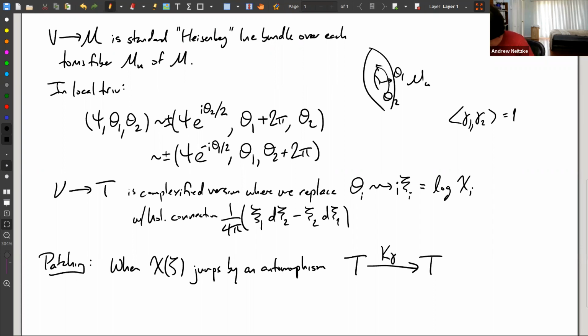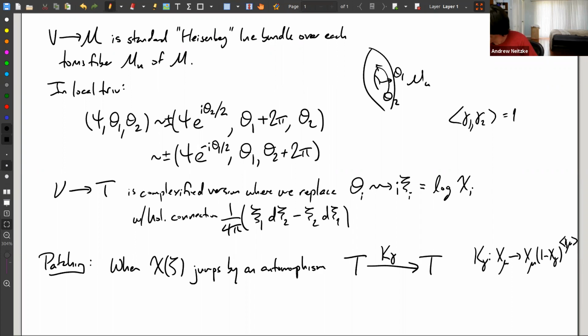I'll remind you what that automorphism was. It takes the coordinate x mu to x mu times 1 minus x gamma to the pairing of gamma and mu. So that's some concrete automorphism of the torus. And our X will be jumping by some combination of those kinds of automorphisms.